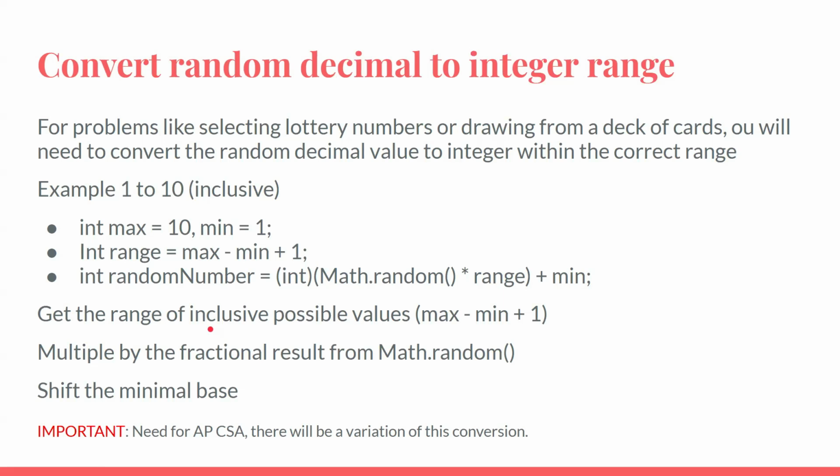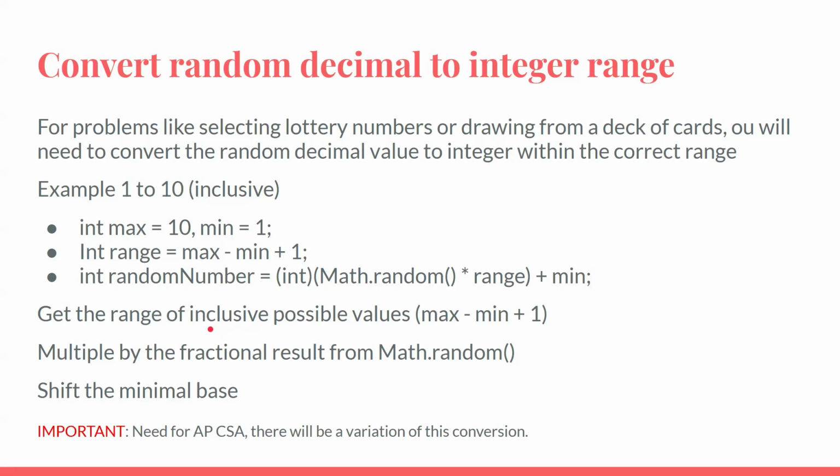You subtract the minimal from the maximum inclusive value and add 1 to get the range. Then you generate a random number, multiply by the range, and cast the result to an integer. Cast will truncate any decimal results. Then you add the minimal value back. If you need a random number between 100 and 200, this shift ensures the smallest number generated is 100. So remember this formula. You'll definitely need it for your AP exam.